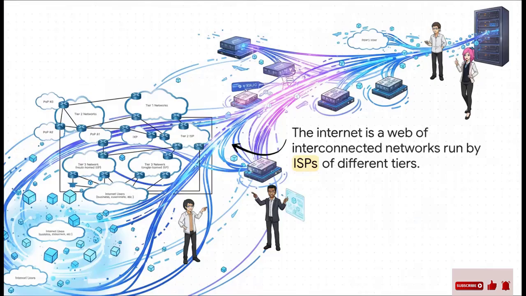This slide really shows the internet for what it is. It's not one single network. It's a huge network of other networks all connected together. Our packet is going to hop from your local ISP to a larger regional one and maybe even across a massive Tier 1 backbone, all before it gets to the network where the destination server lives.